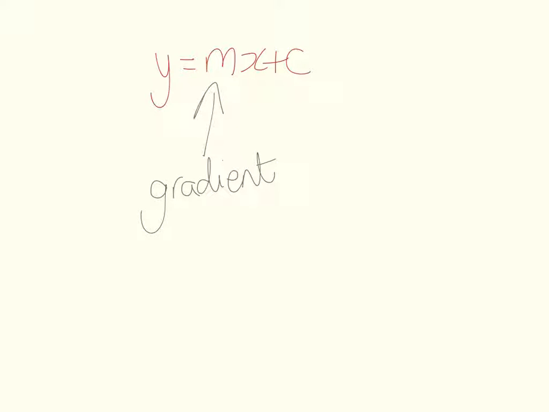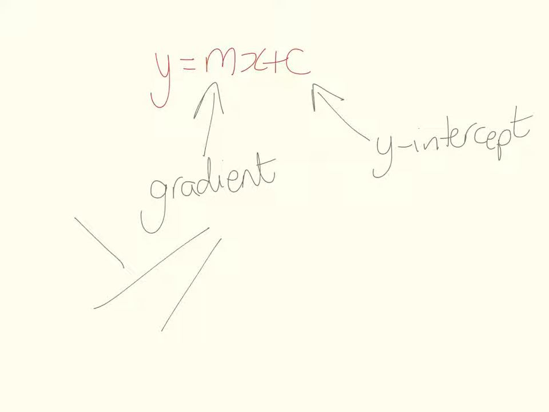The equation of a line generally is in the form y equals mx plus c, where m stands for the gradient and where c stands for the y-intercept. We have seen the gradient in Unit 1, the expressions and formula. The gradient is like how steep a line is, the steepness of the slope.